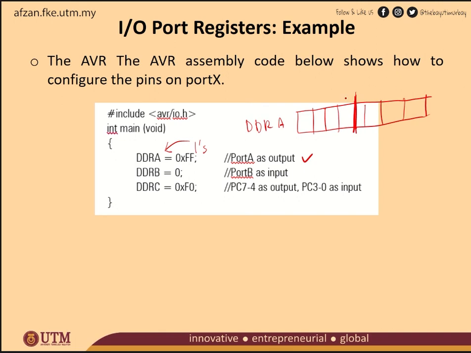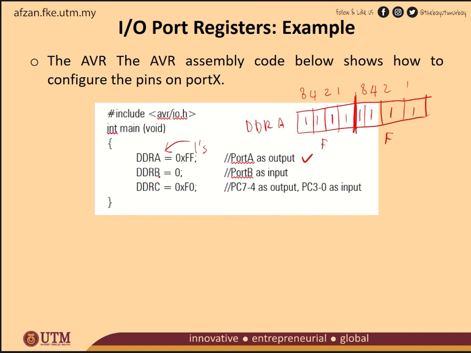Since FF is hexadecimal, you can use the 8421 method. What is F? F is equal to 15. So 8 plus 4 is 12, plus 2 is 14, plus 1 is 15. So this is 1111. So this becomes F, and this also F, 1111. This means that all of port A, you want to make it an output.